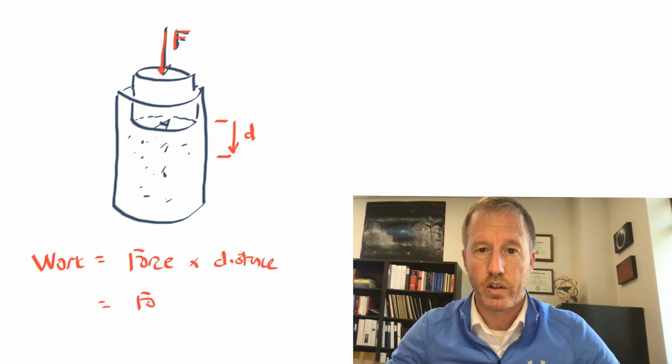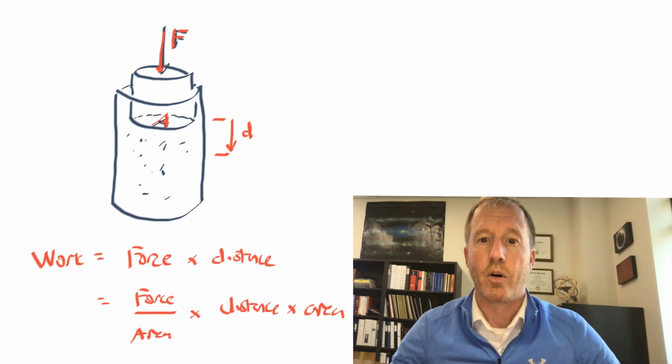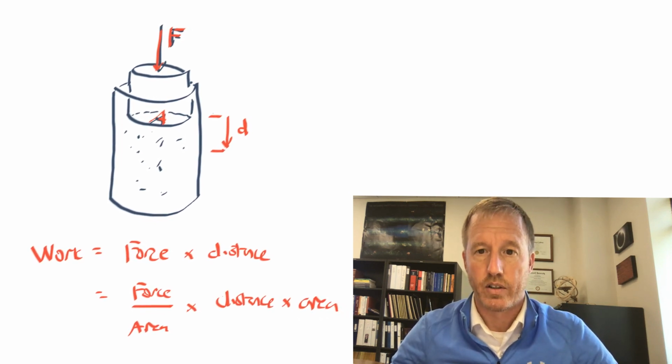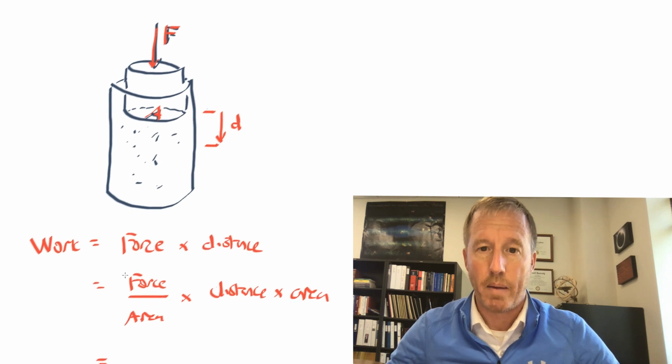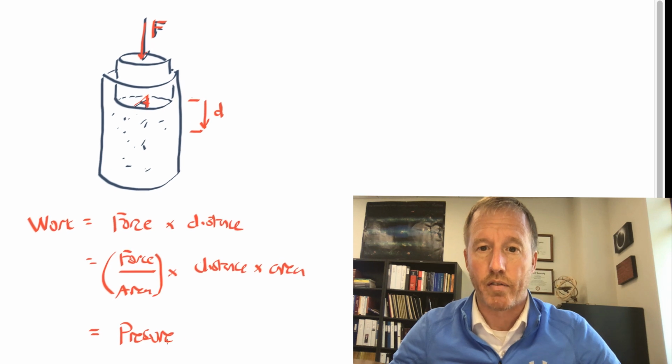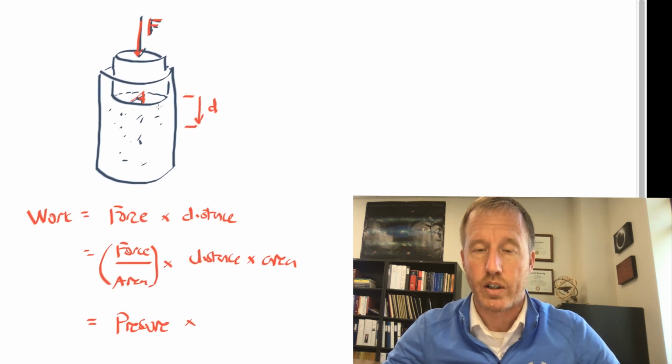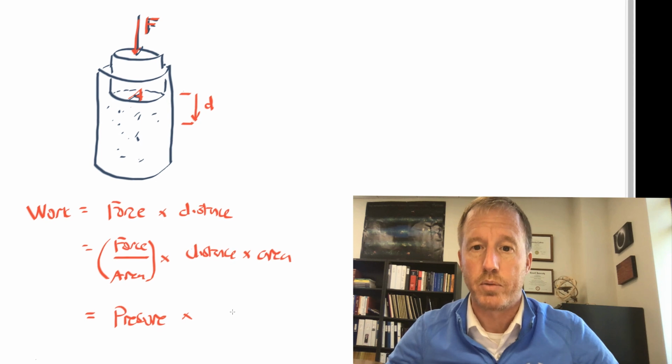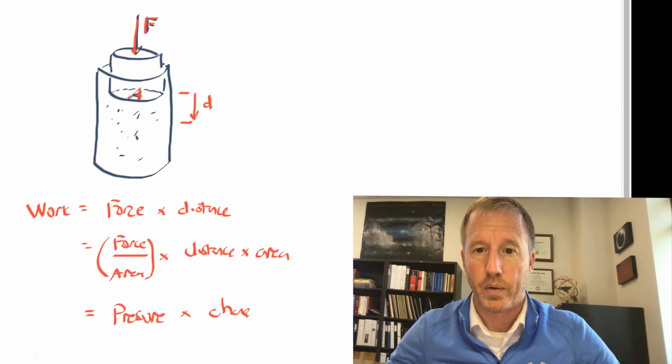We can take force, divide that by the area, the cross-sectional area of the piston, that's this A right up here, and then take this distance and multiply it by the area. So I'm basically multiplying and dividing by the same factor, so I'm not really doing anything here, except I'm making clear that a force per area can be understood as the pressure of the gas, and the cross-sectional area of the piston times the distance through which it moves is the change in volume of the gas in the cylinder.